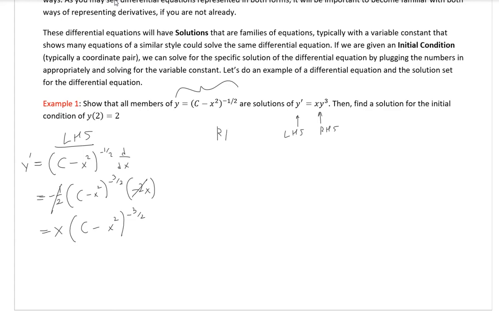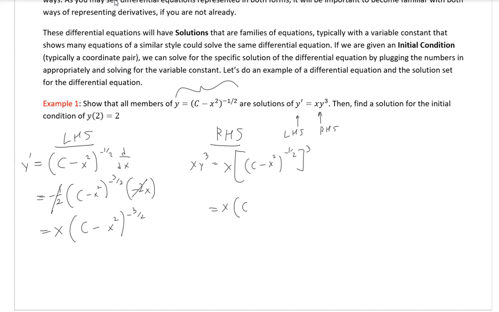Then if we can confirm what the right-hand side is, which is xy cubed, and if we show that's the same thing, then we're good. So xy cubed says take x and then take y, which is (c minus x squared) to the negative 1/2, and then cube that.